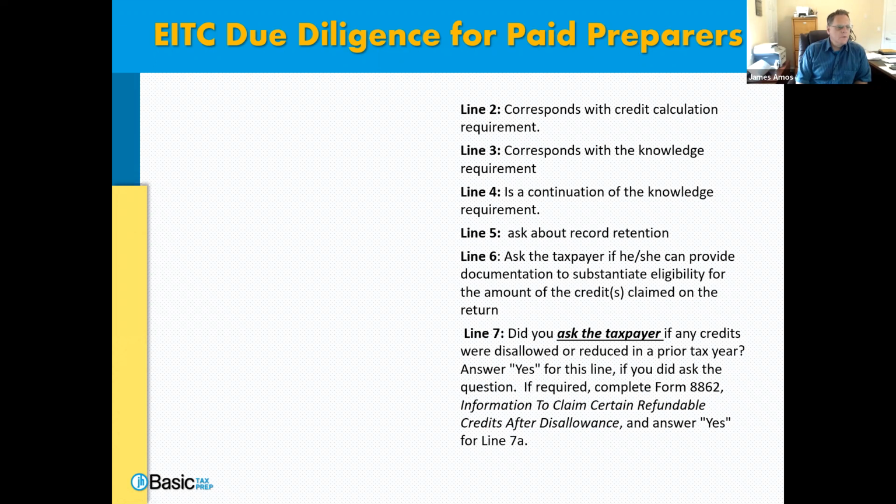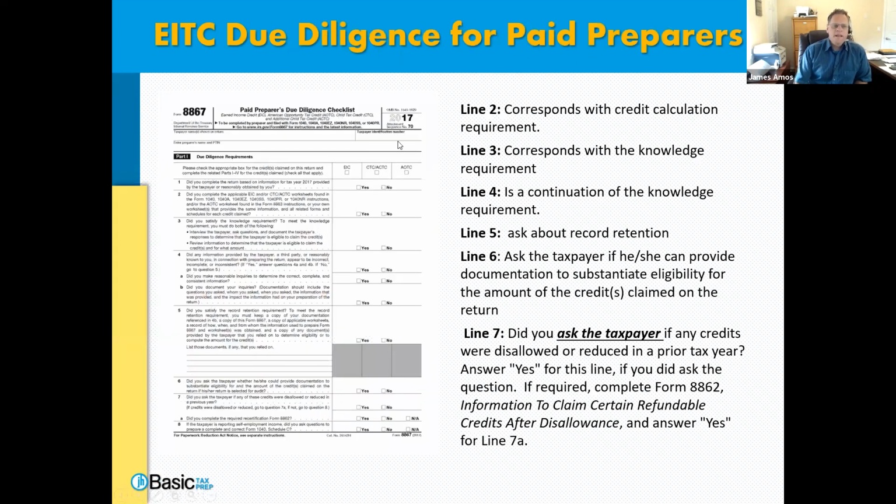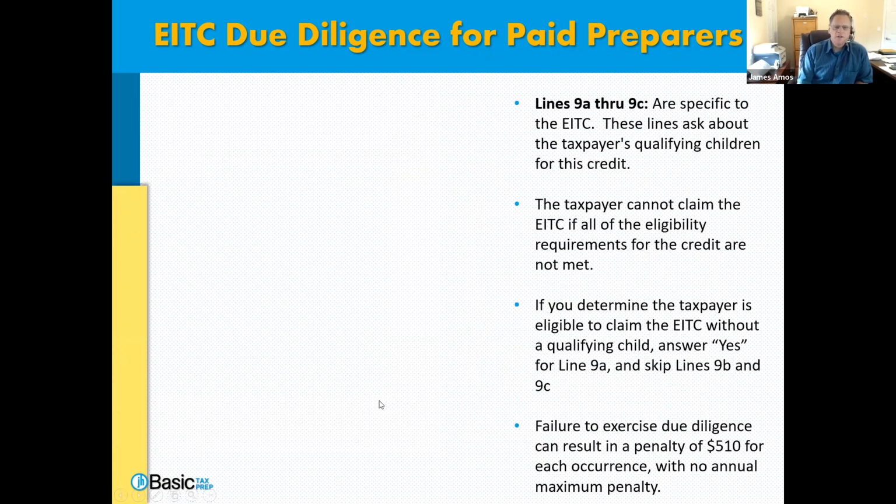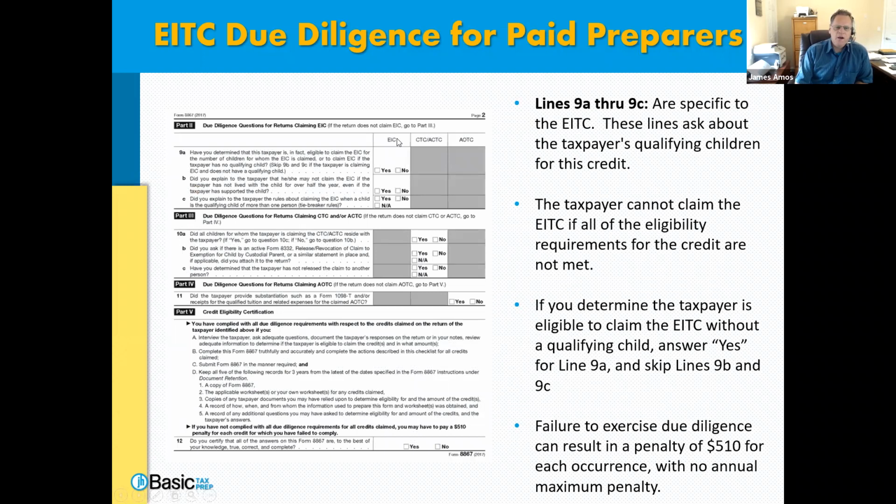Okay, so 8867 looks like this here. And we've looked at this before where it has a bunch of questions. Notice on here you have 3 columns. Actually, you have 4 columns now. This is the 2017 version. There's one for earned income credit, child tax credit, American Opportunity Credit. There's also one now for head of household, where you answer some general questions and then you go to specific sections of it to answer questions specifically for EIC.